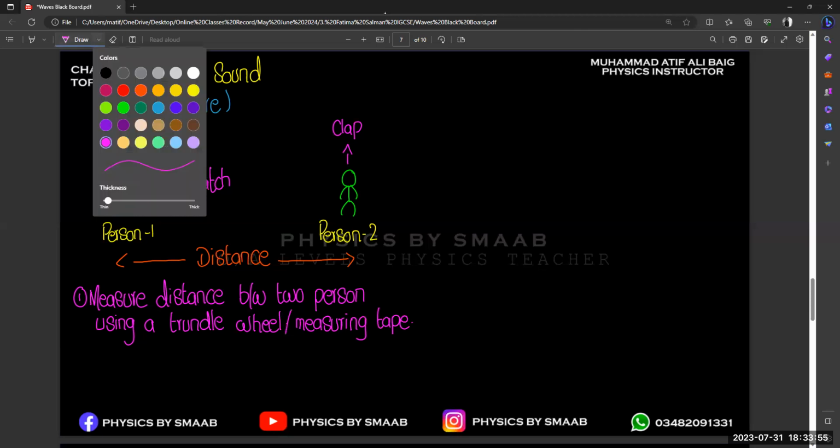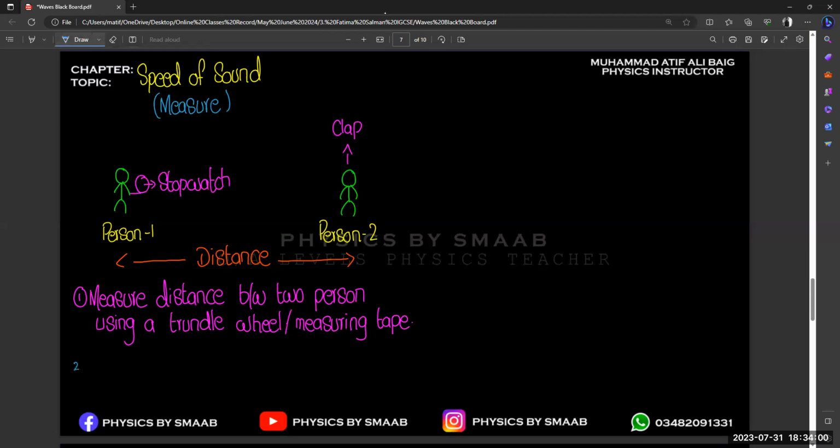Next step is that person two needs to clap, using two wooden blocks, right? Because that will produce a sound, because we are using a solid. So person two claps using two wooden blocks, right?